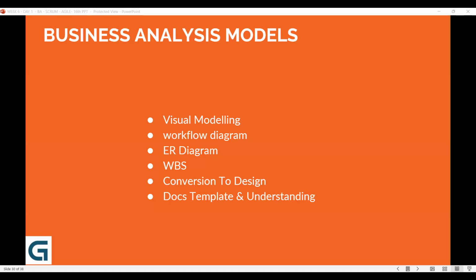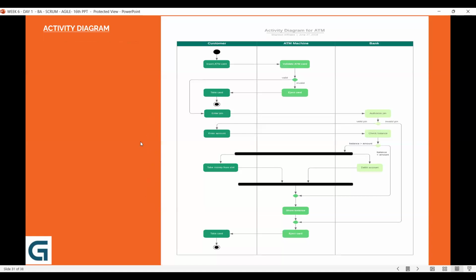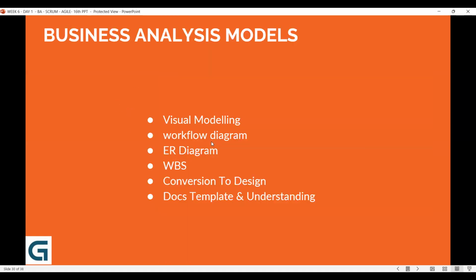Visual modeling. Workflow diagram. Yeah, thank you. ER diagram. Workflow diagram, yes. ER diagram, right. WBS. Conversion to design. WBS, perfect. Conversion to design, right. Document templates and understanding. Yes, yes, perfect. Yes, absolutely. Okay, now let us learn them one by one.